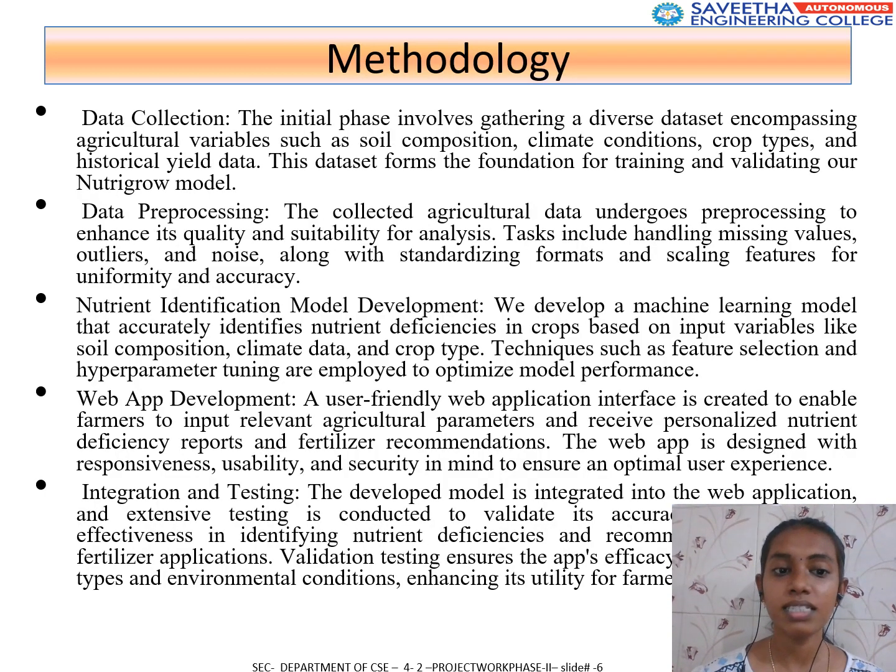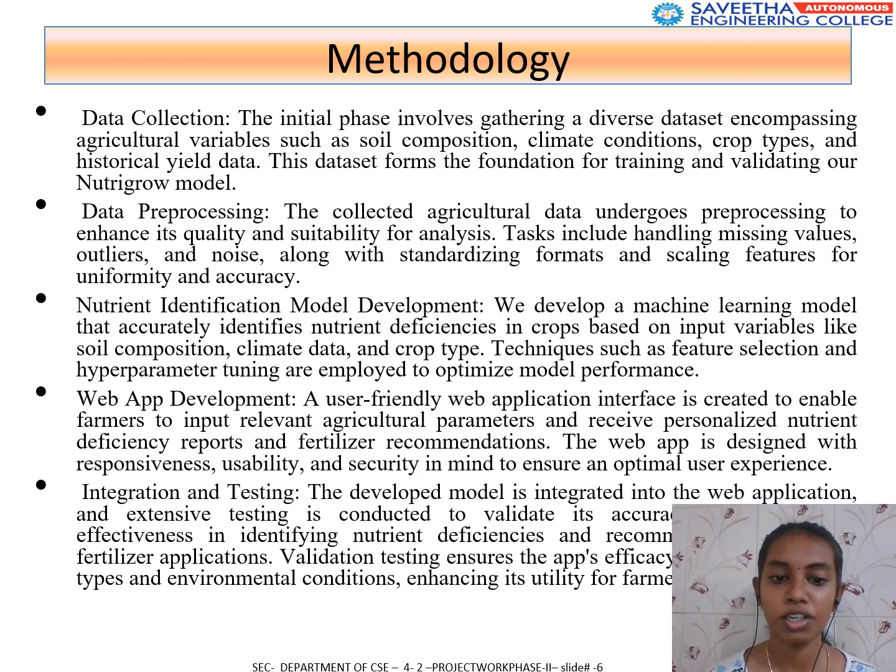Methodology. First starts with the data collection. The initial phase will involve the gathering of the data required. This includes the soil composition, climate condition and crop types. Data pre-processing. In data pre-processing, we include handling missing values, outliers and the noise. When outliers and the noise are present in the data, this will affect the accuracy of our project. So we do data pre-processing.